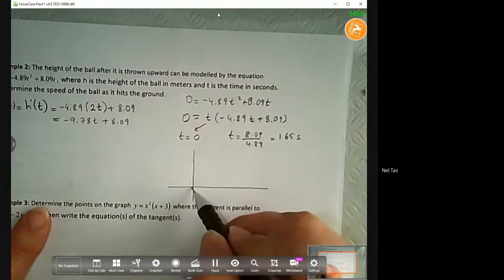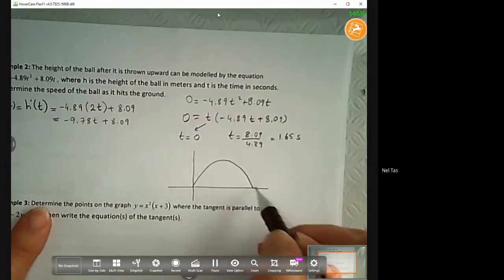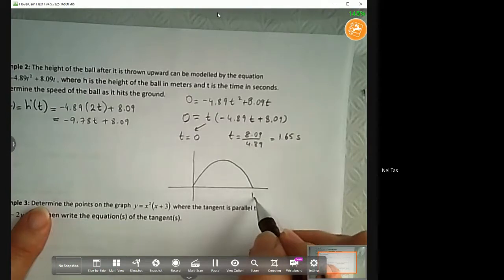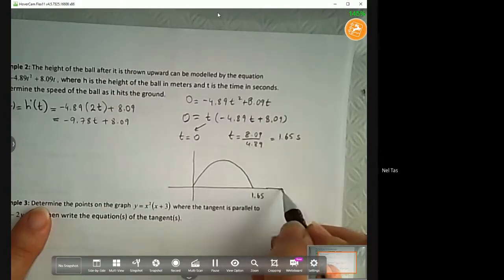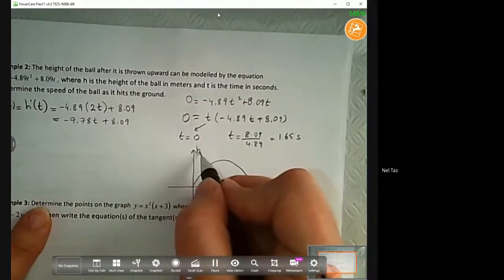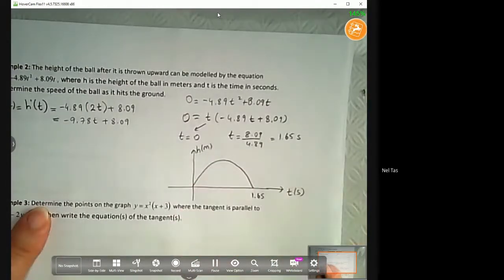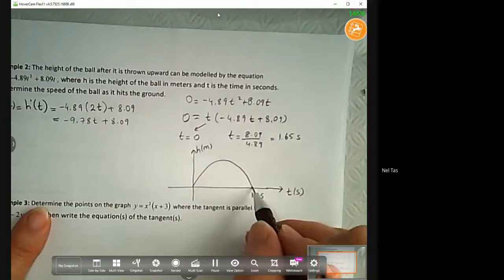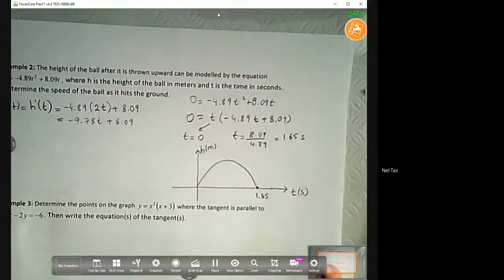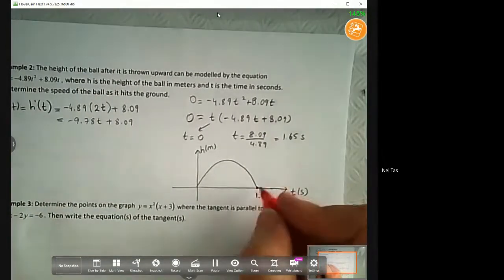So basically, it looks like the motion of the ball is this. When time is 0, height is 0. And when time is 1.65, the height is 0 again. So this is time in seconds, height is in meters. So we want to know the velocity here, and that is equal to the slope of the tangent at this point.